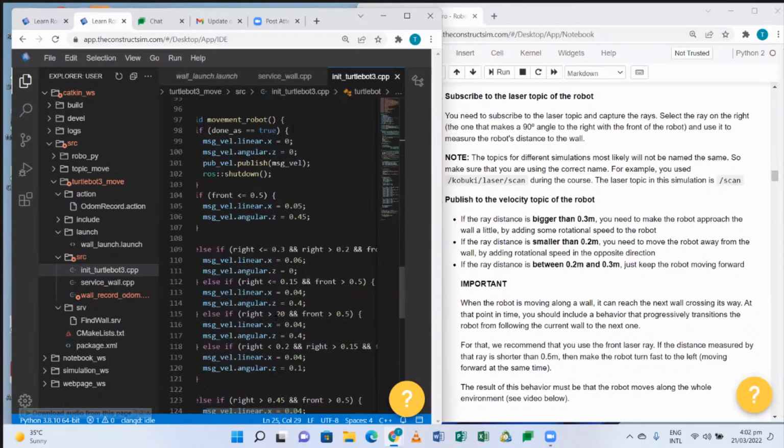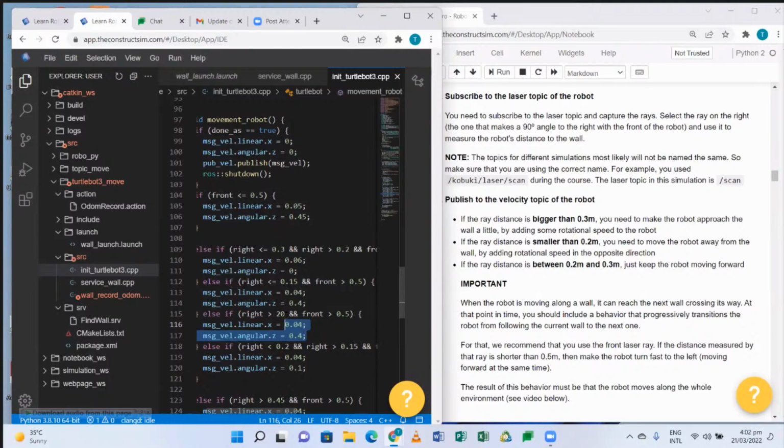And here this condition: if it is less than 0.15 and front is greater than 0.5, then I have increased the angular velocity about the z axis. And then in the third condition, if it moves very close to the wall, the value of the right array of lidar would go to infinity.